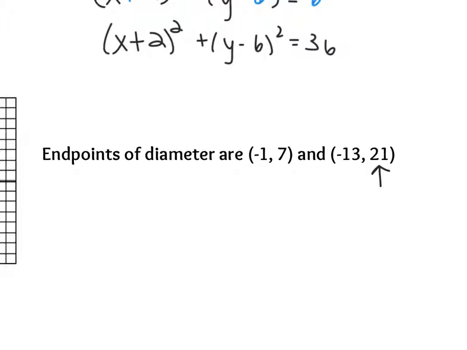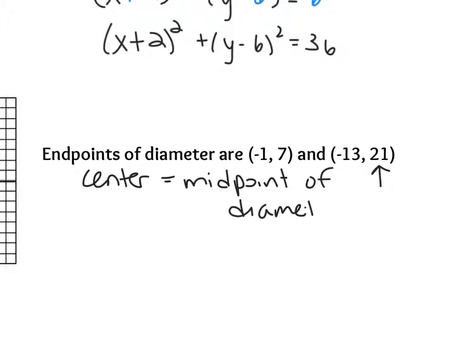So what we need to remember is that the center of the circle is the midpoint of any diameter of that circle. So what I want to do first here is find my midpoint. So there's a formula: (x1 + x2) over 2, (y1 + y2) over 2. So let's just use that. It really is just averaging the x's, averaging the y's.